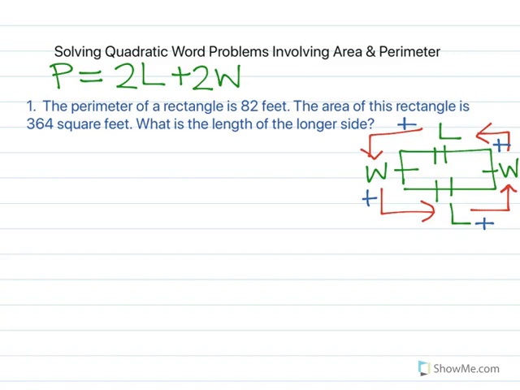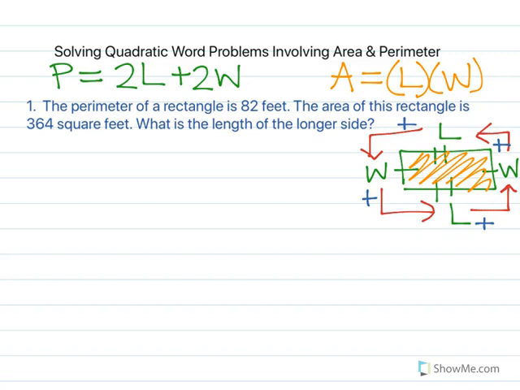And then the area formula, which is the space inside of a shape, would always be, in the case of a rectangle, length times width. Okay, so those are the two formulas that we'll need to know. And on top of that, we will want to write down the quadratic formula eventually.